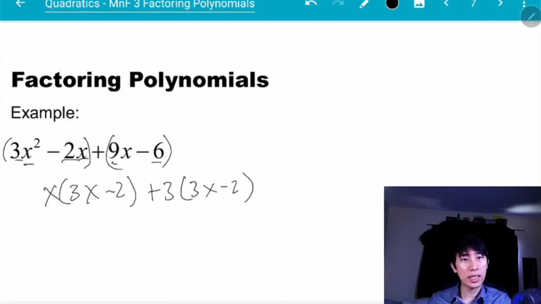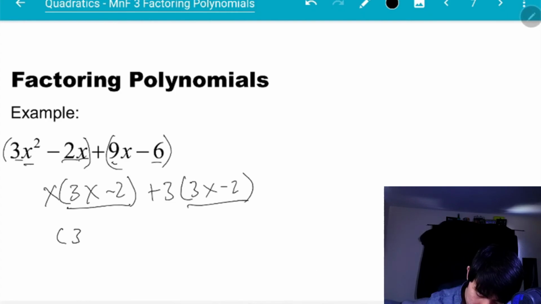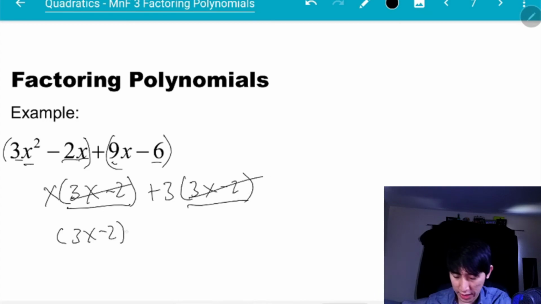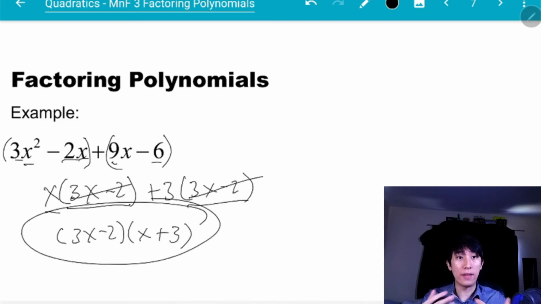Now, in order for me to do this, these 2 parts should be the same, and it just so happens that it works. So because it worked out, we can take that out. We're left with 3x minus 2. We're going to just factor that out again, and then what are we left with? I'm left with an x plus 3. And that's how we factor. Now again, factoring is very difficult. I'm trying to keep my videos under 15 minutes, so I know that I'm going to be skimming through a lot of things. If you have questions, feel free to let me know.